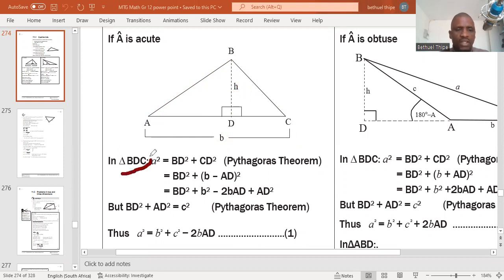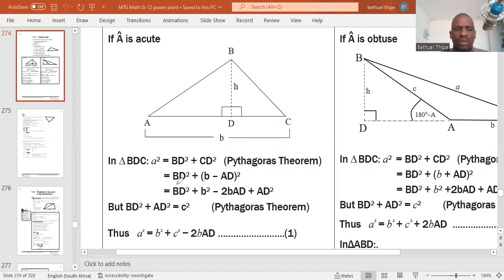Then from there, I will consider this triangle here. I specify that in triangle BDC, I'm talking about this triangle here. So I consider this smaller triangle here. Then I'm going to use Pythagoras theorem because I'm given a right angle triangle. Then I'm writing down my Pythagoras theorem. Remember that if this is angle A, here I'm having the small a. Then I say a squared is equal to BD squared plus CD squared. This height here is BD. And I can state my reason there to say I'm using Pythagoras theorem.